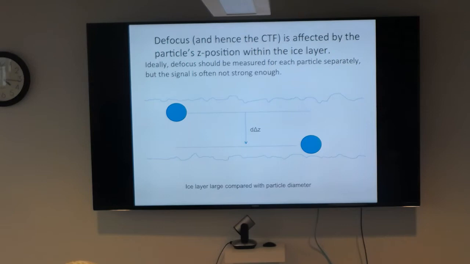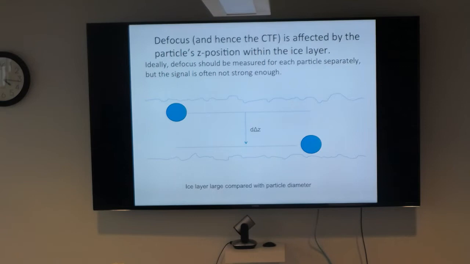If you don't take care of it, for instance by measuring the defocus for each individual particle, or measuring the CTF for each individual one.